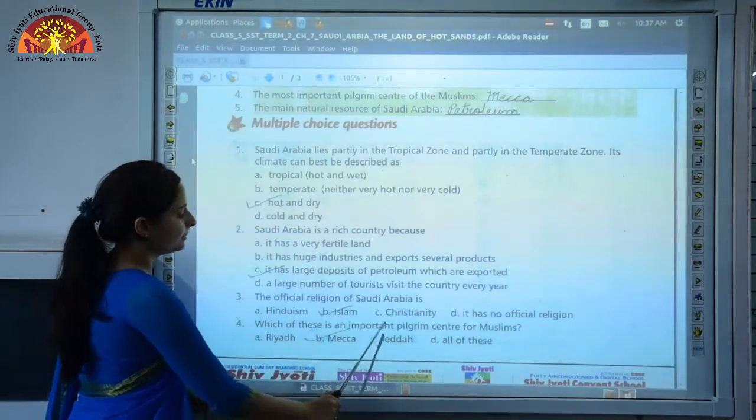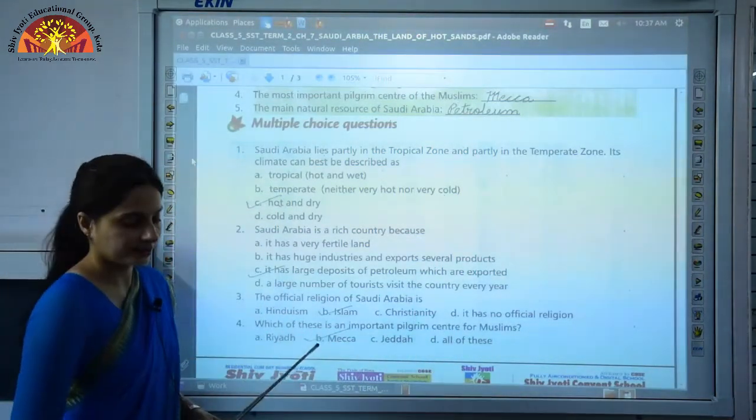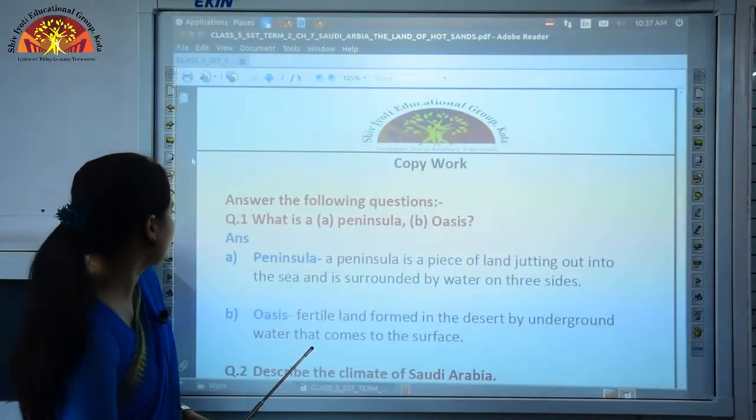Which of these is an important pilgrim center for Muslims? That is Mecca. Option number B is the correct answer. Now I will discuss the copy work with you all.